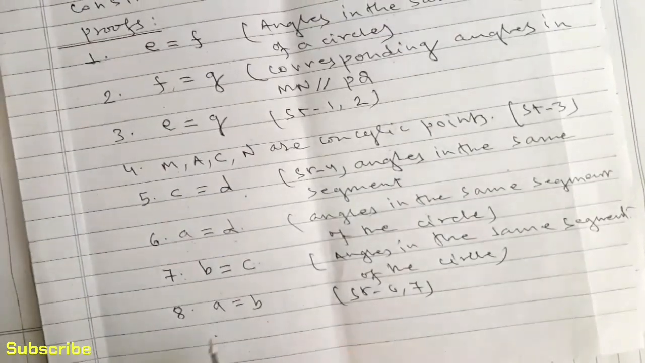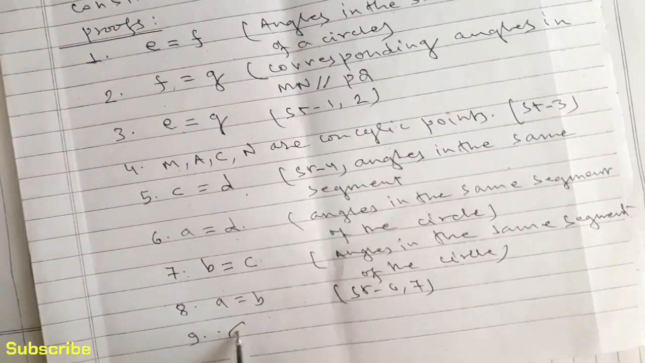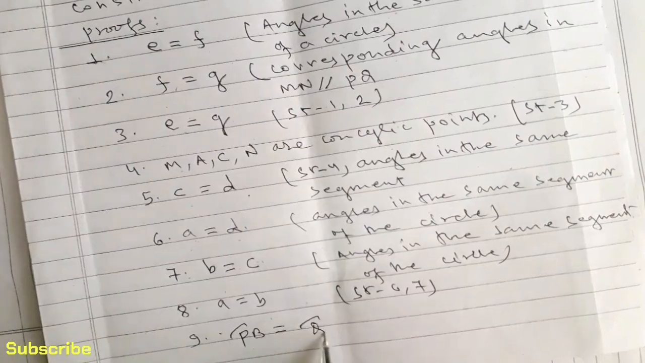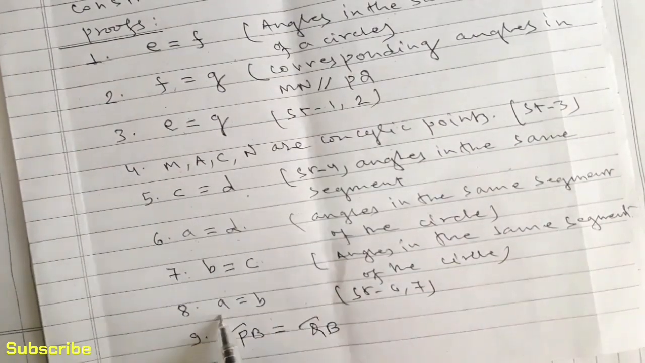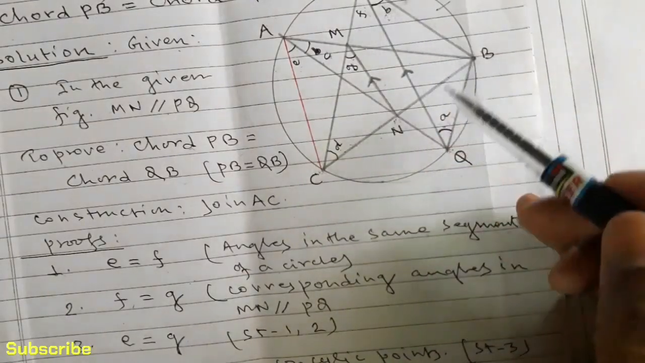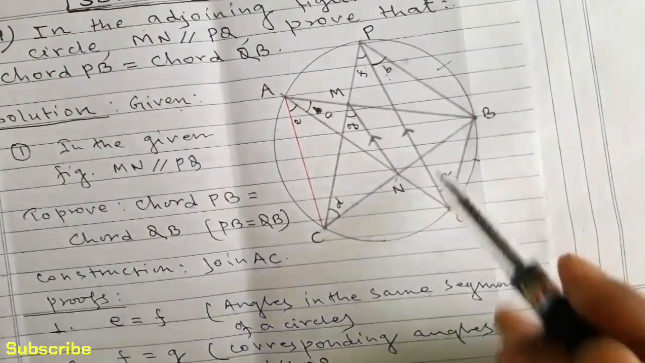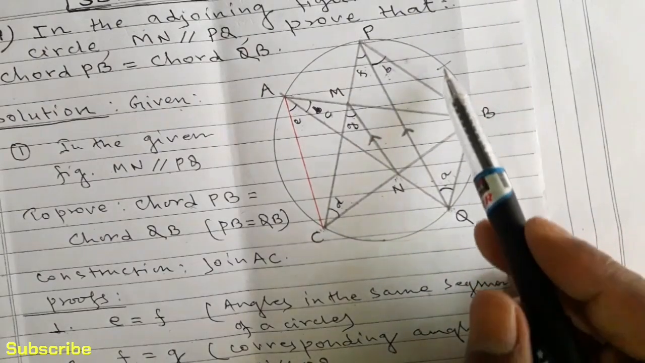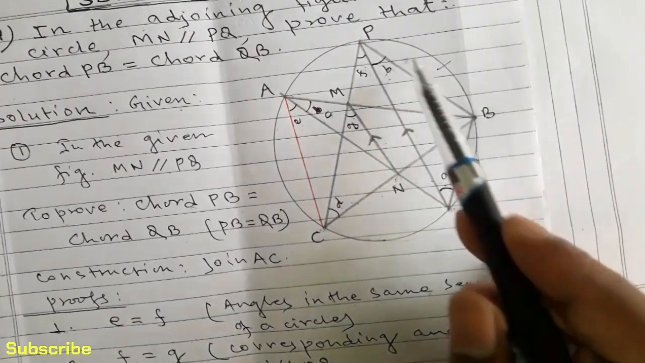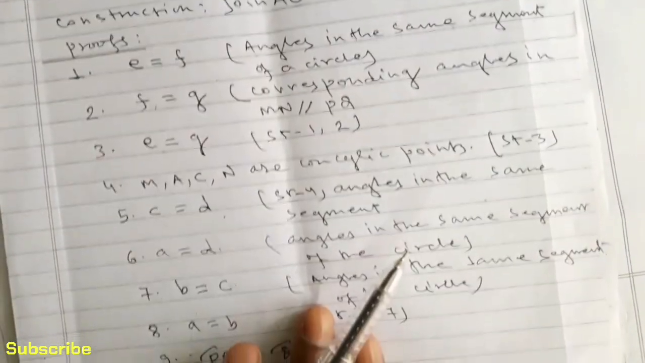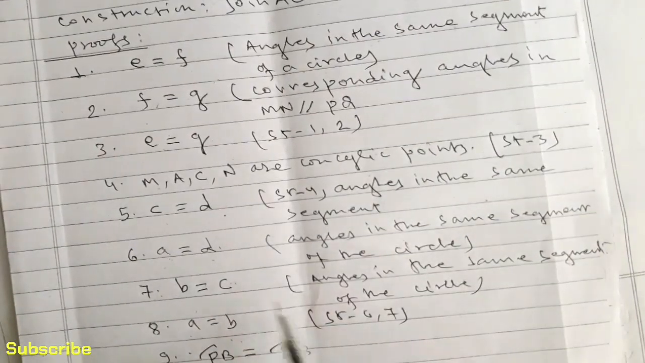Now in statement number 9, we can write arc PB is equal to arc QB. Since angle A and angle B are equal, and angles at the circumference that are equal cut off equal arcs. As we know, equal arcs subtend equal angles at the circumference of the circle. We have got angle A is equal to angle B in statement number 8.